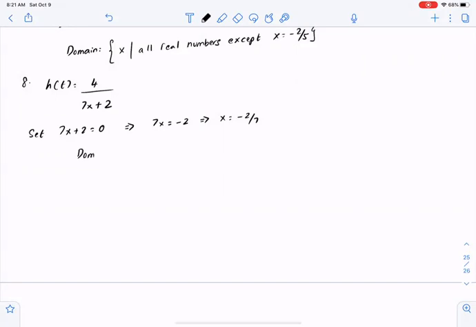So the domain is all x values, or all real numbers for x, except x is equal to negative 2 over 7.